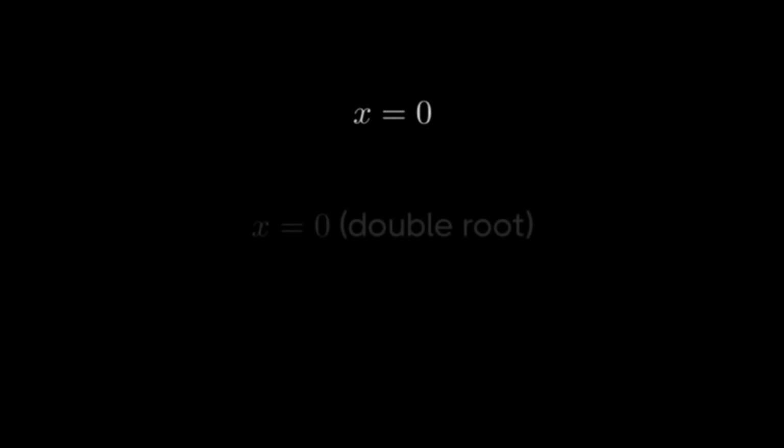To summarize, we found that the solution to our quadratic equation x squared equals 0 is x equals 0. Furthermore, this solution is a double root, which means it satisfies the equation twice and appears as a repeated factor in the factored form of our equation.